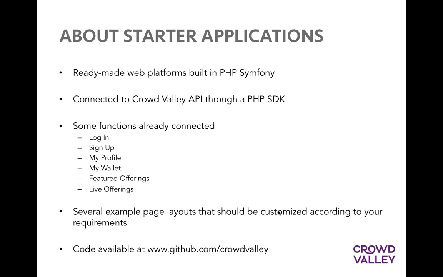When we say connected to the Crowd Valley API, we actually mean that some functions on the web platform are already working, are already connected and hooked up. Some of the functions are listed here: the login function, the sign up function. There is a My Profile page, there is a My Wallet page, and there are some functions that show offerings, so featured offerings and live offerings.